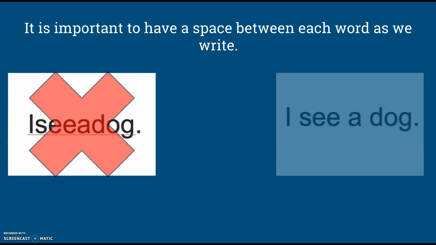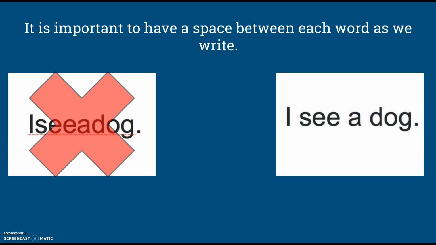Now, let's take a look at example number 2. This looks like something I can read. I see a capital letter at the beginning, and I see spaces between all of my words, and I see a period at the end. I see a dog. This is how I should write.